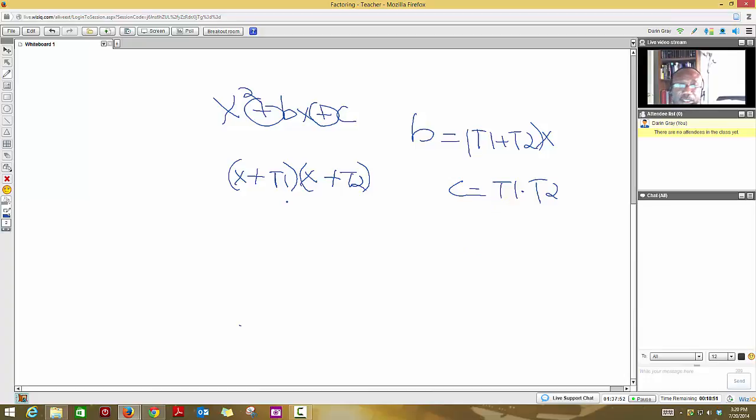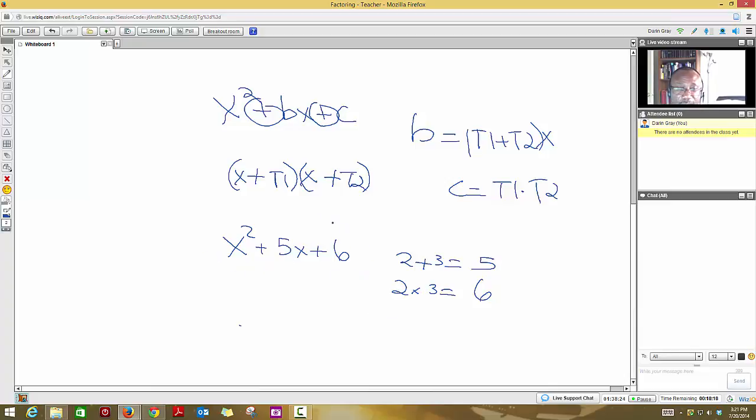So let's look at some examples here. If I were to have, let's say, x squared plus 5x plus 6. What numbers, when I add them together, will give me 5, and when I multiply them together, will give me 6? This is why knowing your times table is important. 2 times 3 gives us 6. 2 plus 3 gives us 5.